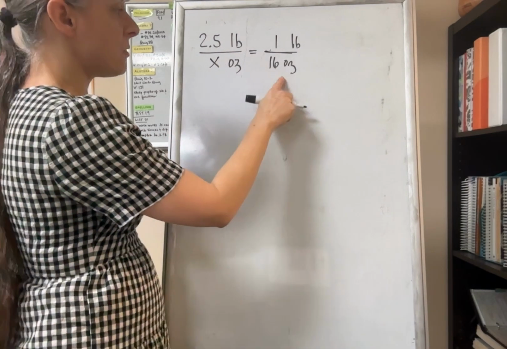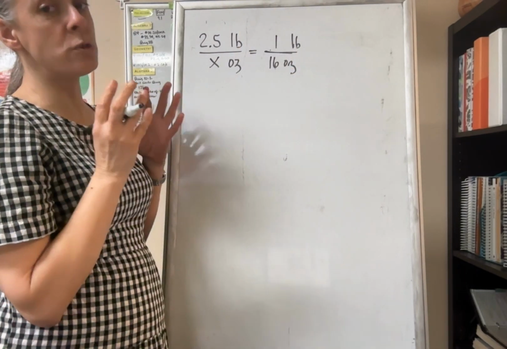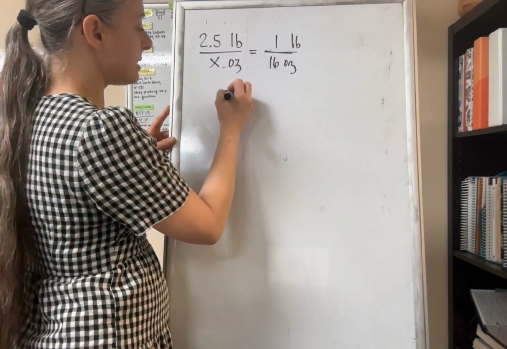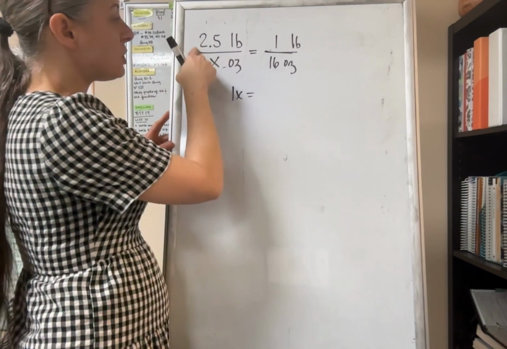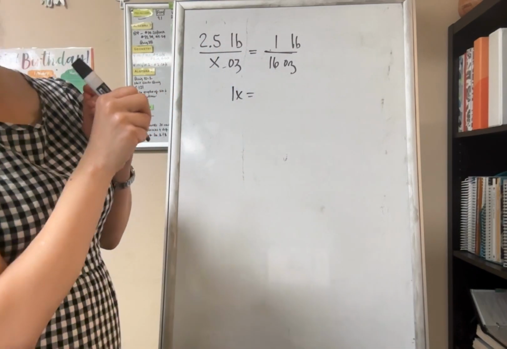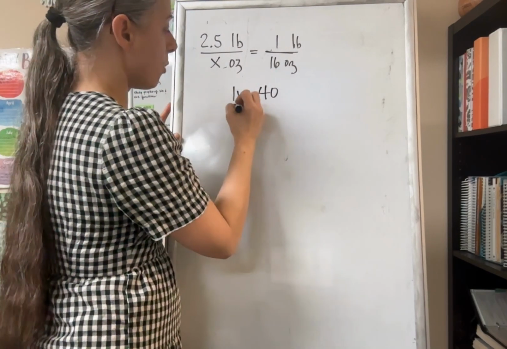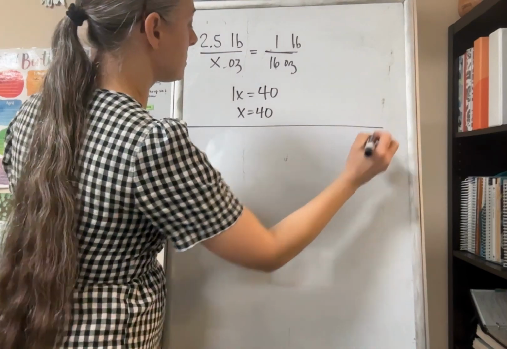We have ounces in the denominator, pounds in the numerator. That's how we need it to use the proportion method. We're going to use cross products and see that 1 times x makes 1x, and 2.5 times 16 makes 40. So there are 40 ounces in 2.5 pounds.